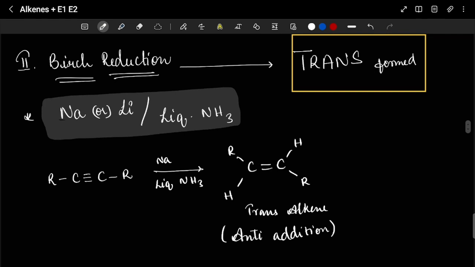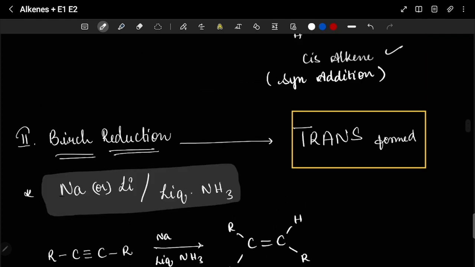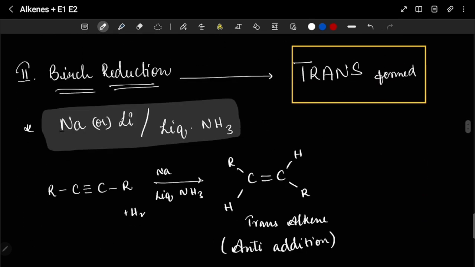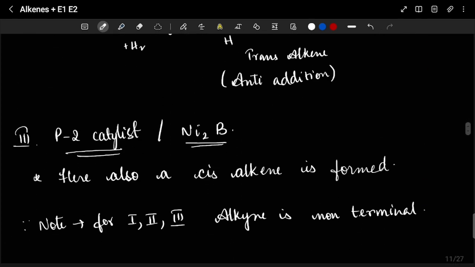And then Birch reduction is the opposite of it. A trans alkene is formed. Birch reduction takes place in liquid ammonia with sodium or lithium. So the alkyne is going to be hydrogenated, and the hydrogens are added on the opposite side. That is why a trans alkene is formed. Here anti-addition means from the opposite side. Syn addition means from the same side. Syn addition and anti-addition are very important terms, and we are going to come across them again in later topics.